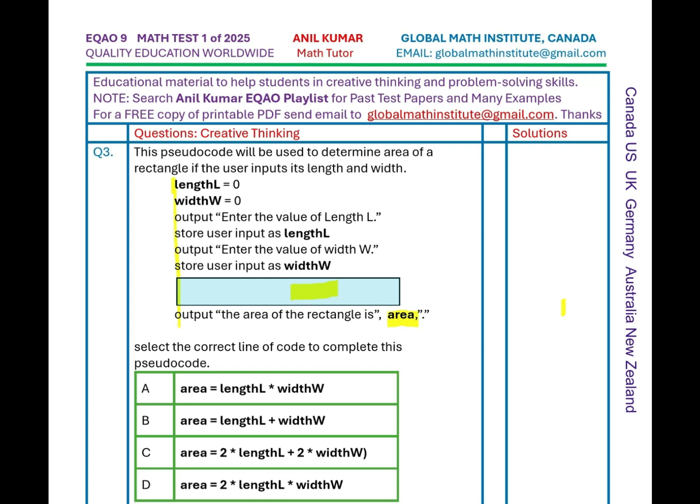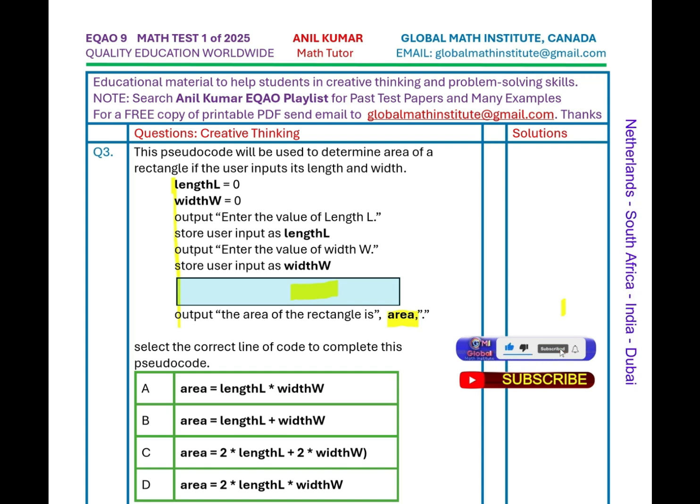You have to now select the correct line of code to complete this pseudocode. Right. So four options again are given to you. Carefully look at them. Area is length into width. So you have to do product of these two, and therefore option A is the right option.